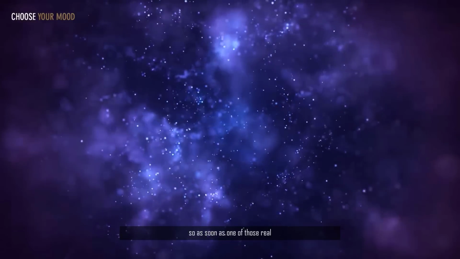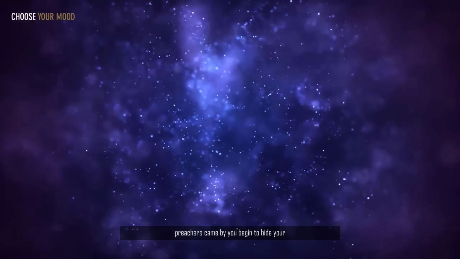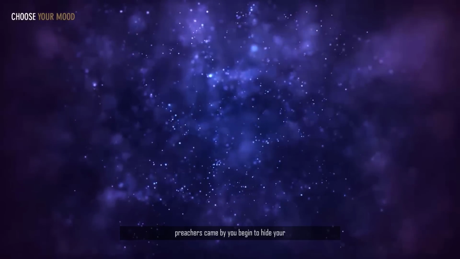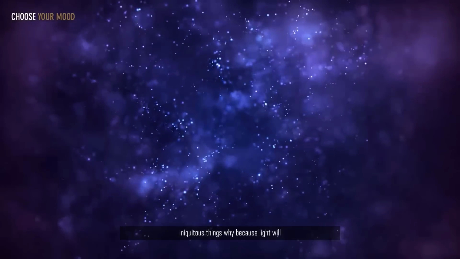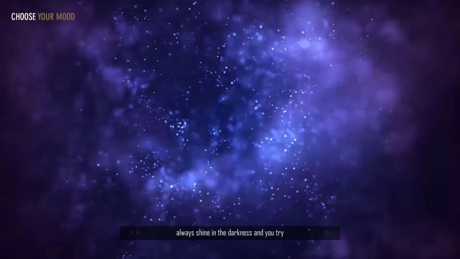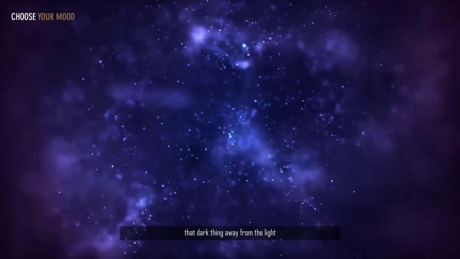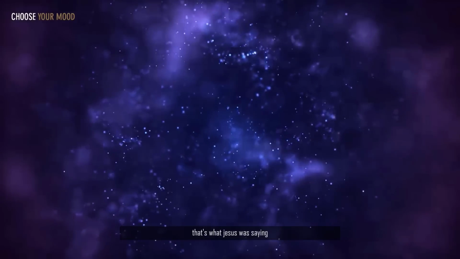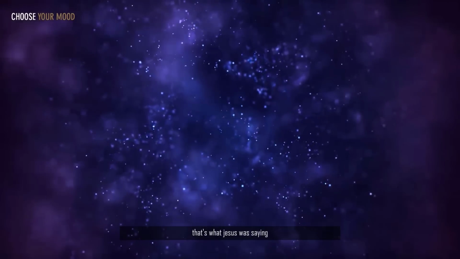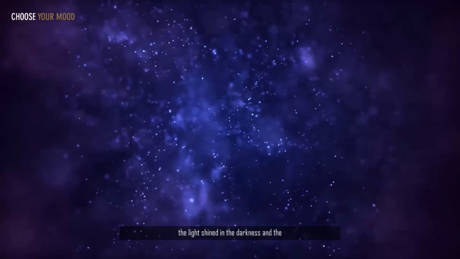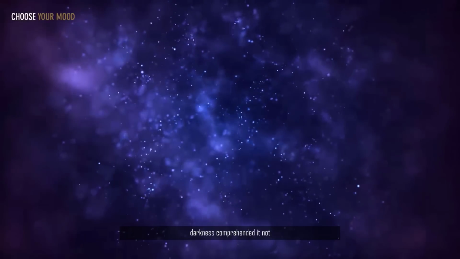So as soon as one of those real preachers came by, you began to hide your iniquitous things. Why? Because light will always shine in the darkness, and you try to hide that dark thing away from the light. That's what Jesus was saying. The light shined in the darkness, and the darkness comprehended it not.